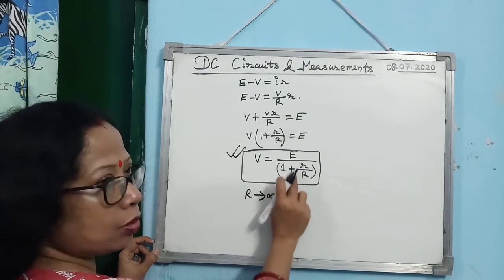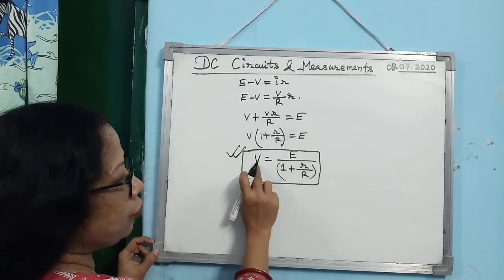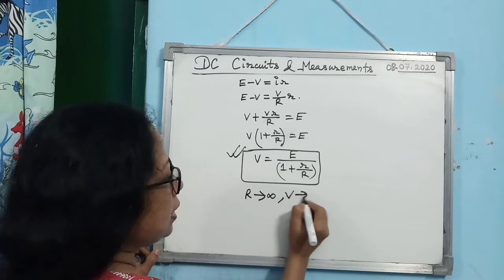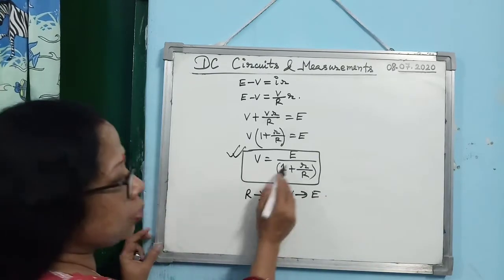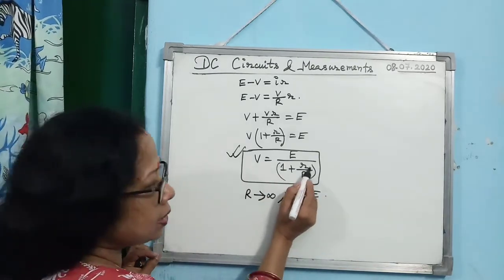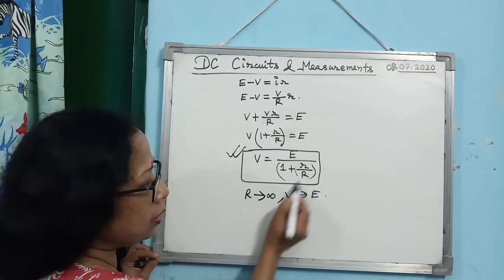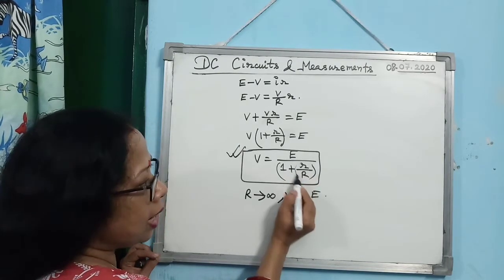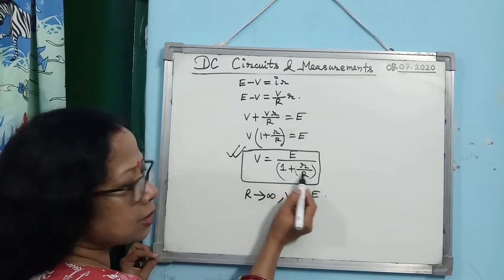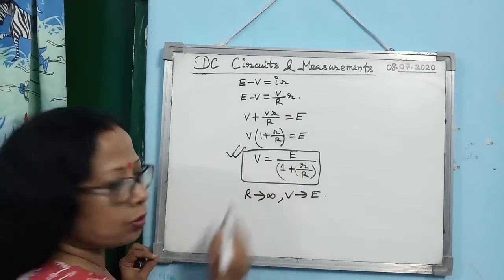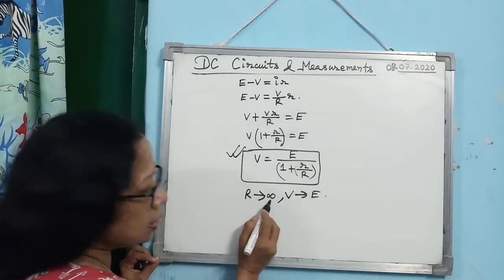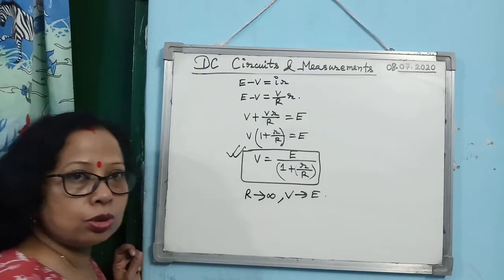This will become 0. So when this becomes 0, we approach E. Is that clear? Just look at this one, R infinity. What does it mean? R approaching infinity means this will become 0. So when R is smaller by R is 0, 1 plus 0 is 1. So V will become equal to E. Means when R approaches infinity, V approaches E.